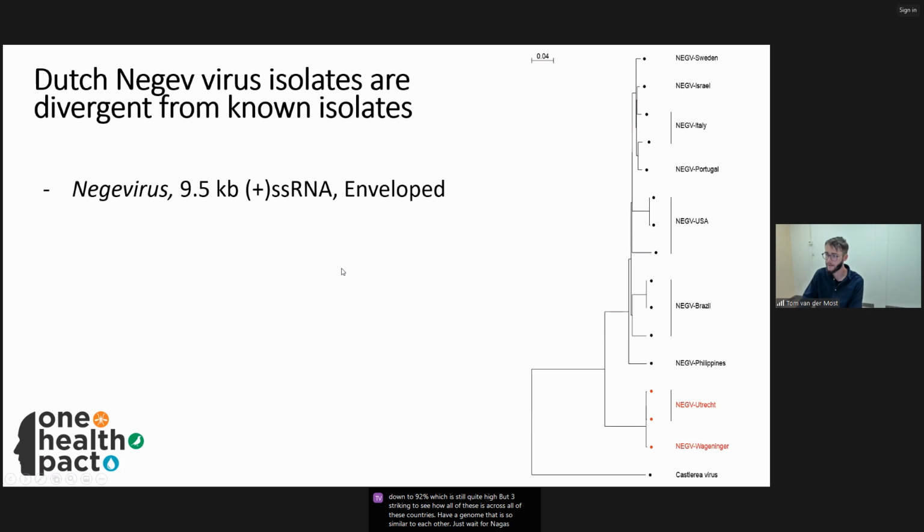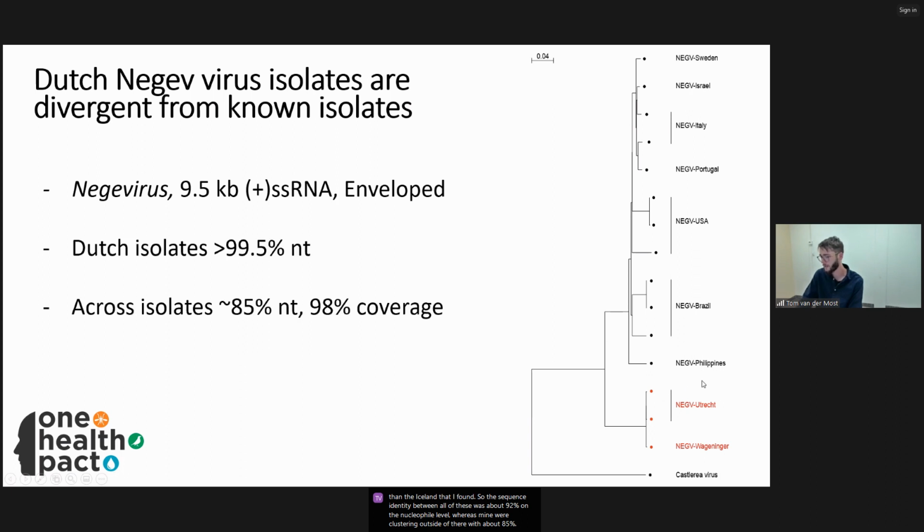The story for negavirus was a bit different. Negavirus is very confusingly part of the genus Negevirus. The genome is a lot smaller, but it's still a positive stranded, single-stranded RNA virus. And here, these isolates were quite closer related than the isolates that I found. So the sequence identity between all of these was about 92% on the nucleotide level, whereas mine were clustering outside of there with about 85% nucleotide identity, with very, very good coverage.